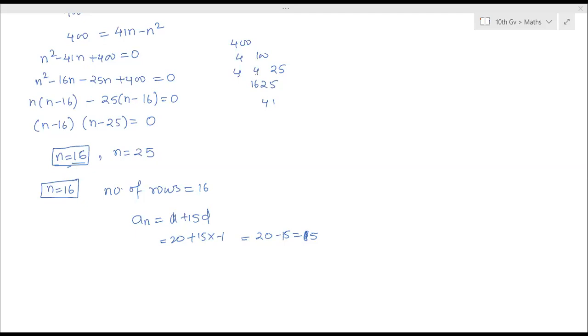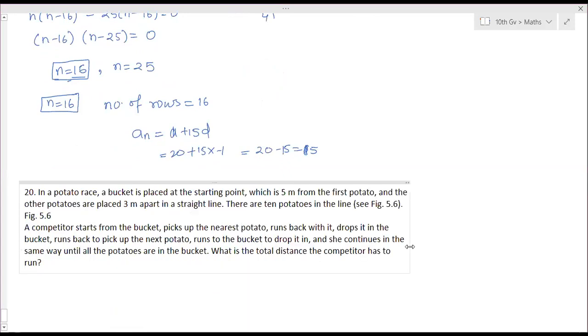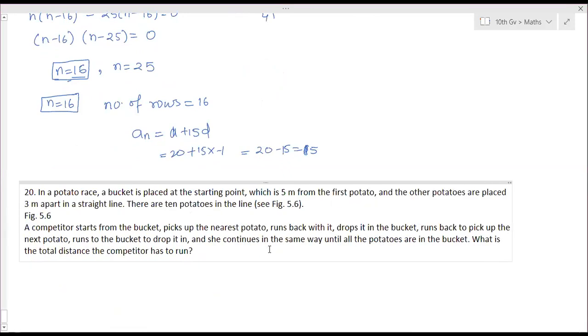Next question. Ma'am, what do you mean by potato race? Read, they have explained everything.